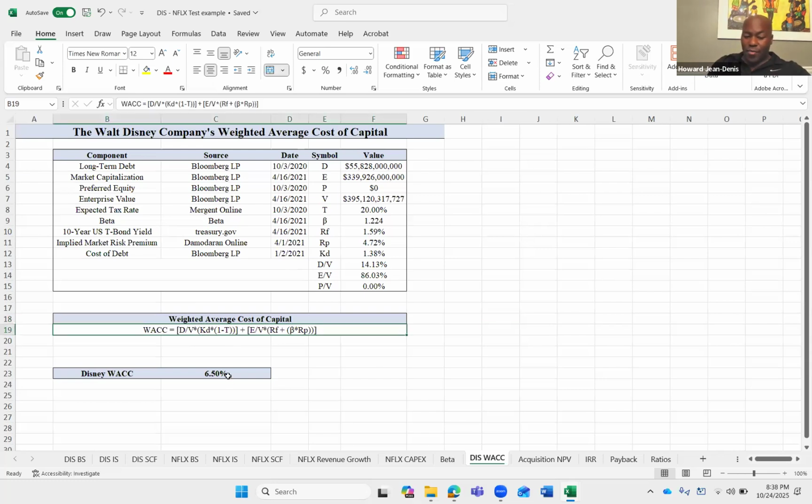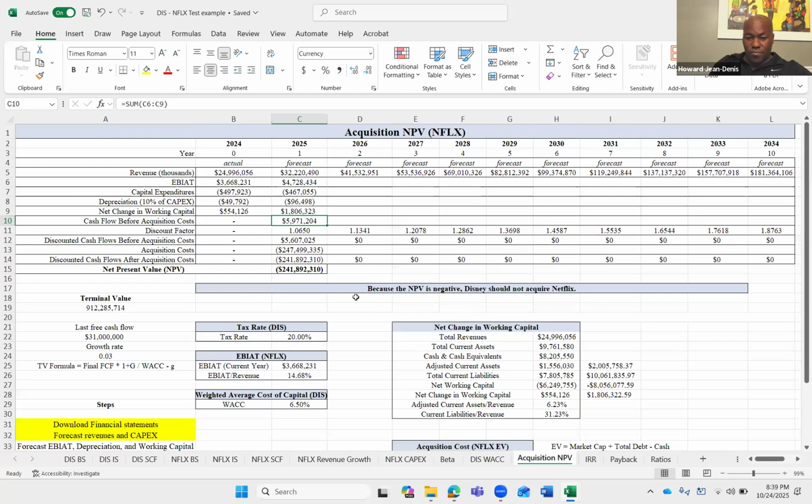And then it should calculate a number very similar to what most analysts look at as the cost of capital for the acquirer. It's basically how much it costs them to raise capital through equity and through debt, right? The weighted average. And so when you have that number, it's 6.5. You go back to the spreadsheet, see it's right here, 1.065.